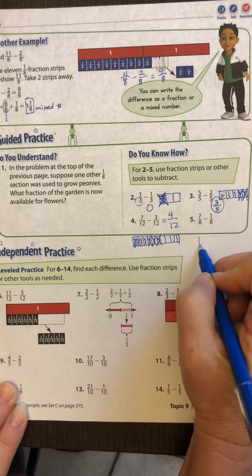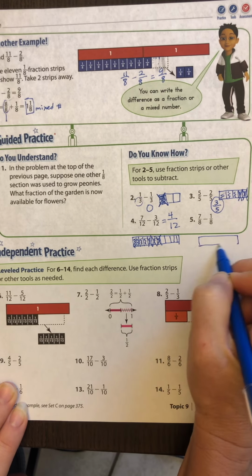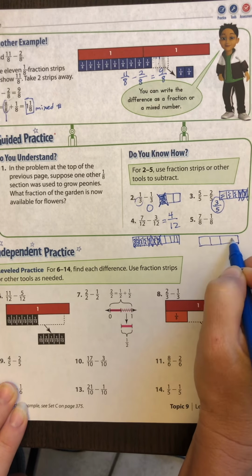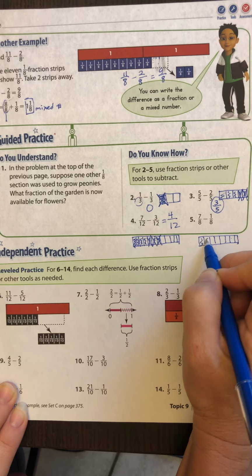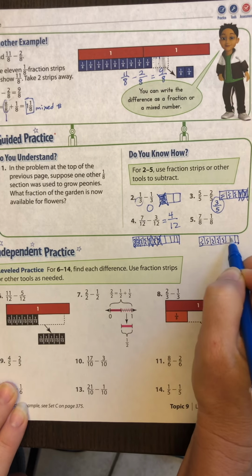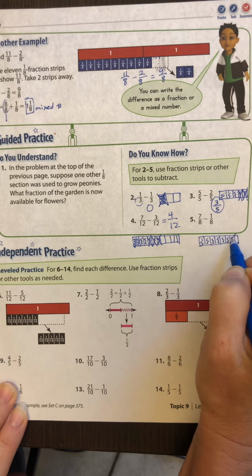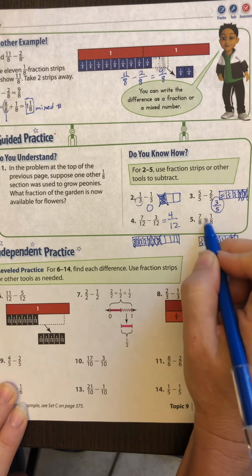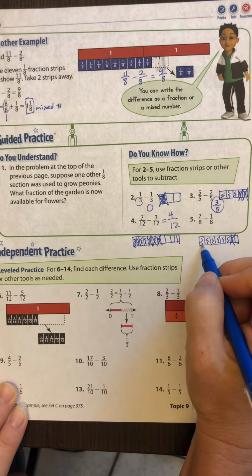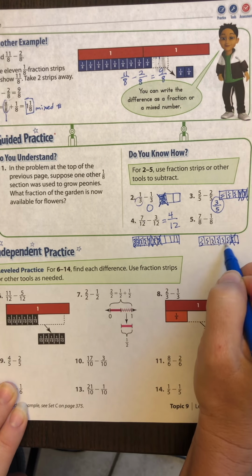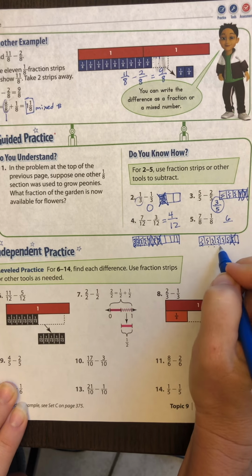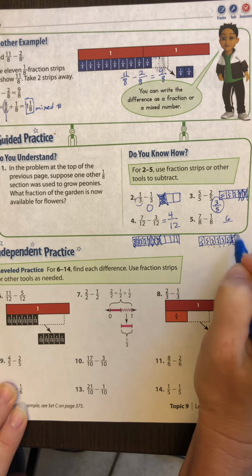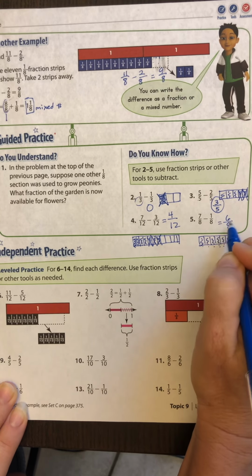Last one, number 5, 7/8. 1, 2, 3, 4, 5, 6, 7. Take one of those shaded ones away because we're taking away 1/8. We're left with 1, 2, 3, 4, 5, 6. We're still shaded out of 1, 2, 3, 4, 5, 6, 7, 8. 6/8.